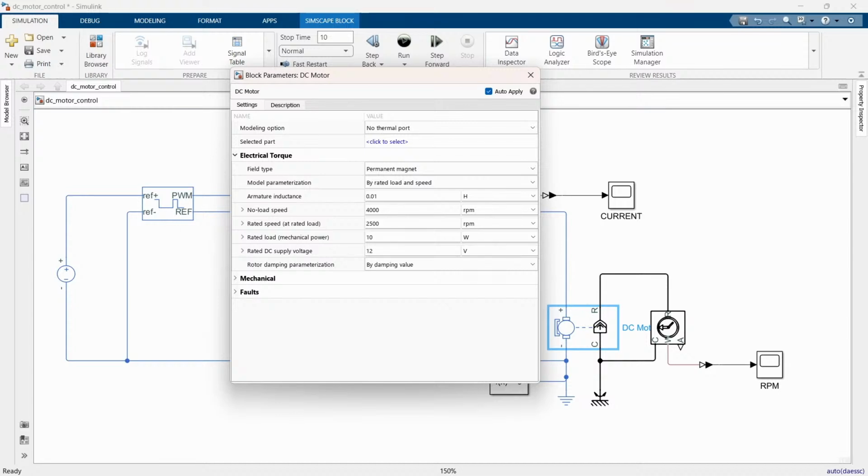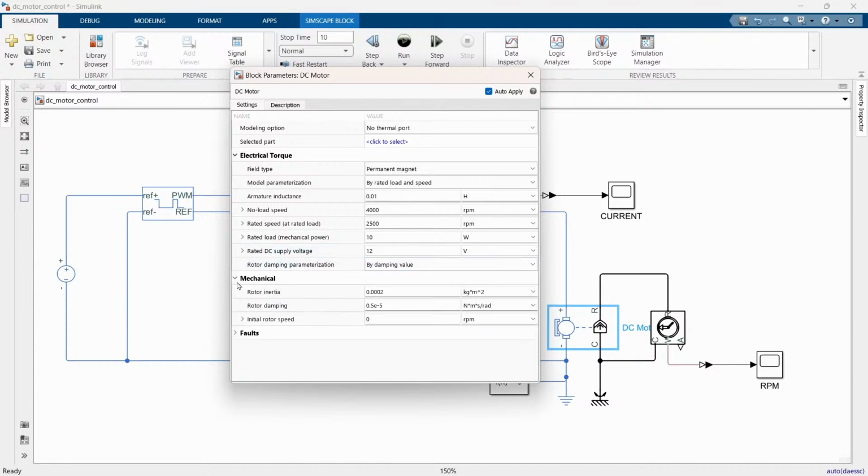The rated speed should be 2500. The rated power should be 10 watts. That is the mechanical output power of the motor when operating at its rated load and speed. The rated DC supply voltage is 12 volts.